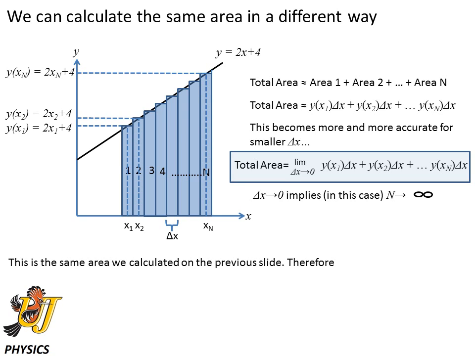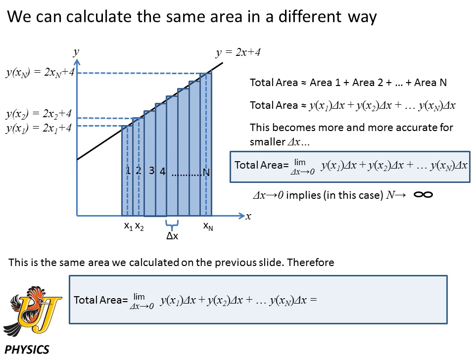However, this is just the same area that we have calculated on the previous slide. Therefore, we know the sum of an infinite number of infinitesimally thin rectangles is just equal to the definite integral of our function, in this case the straight line, evaluated between points x1 and xn.